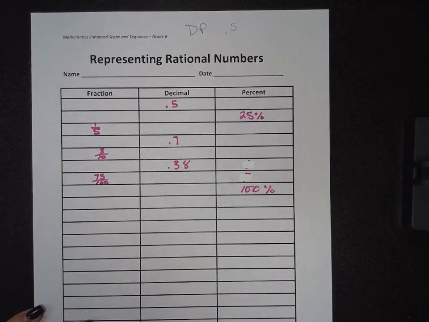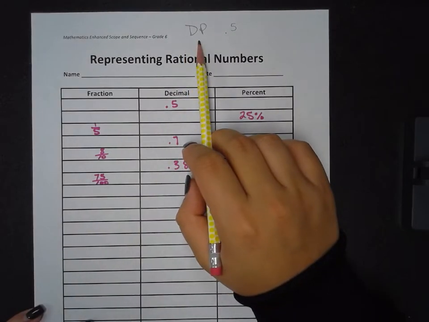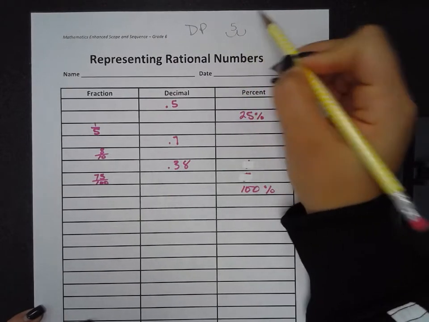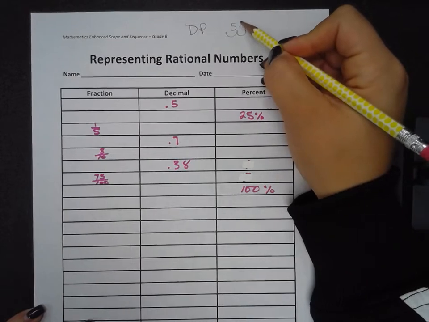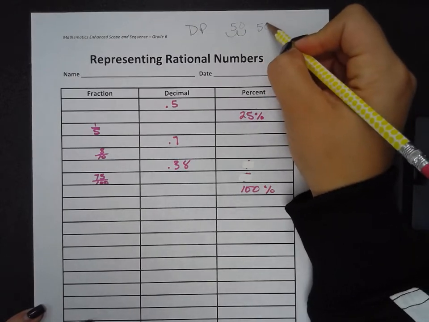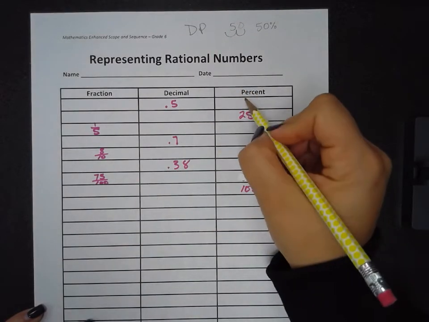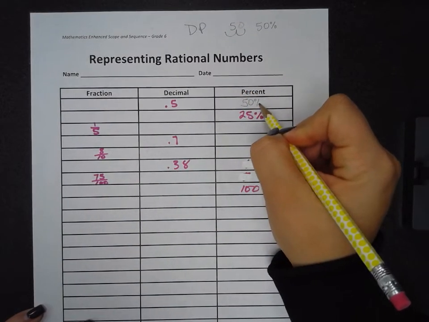For example, if I have 0.5, then I need to change this to a percent. I know that going from decimal to percent means that I am moving my decimal point 2 spaces to the right. So now I have 50%. I'm going to put in 50% right here.